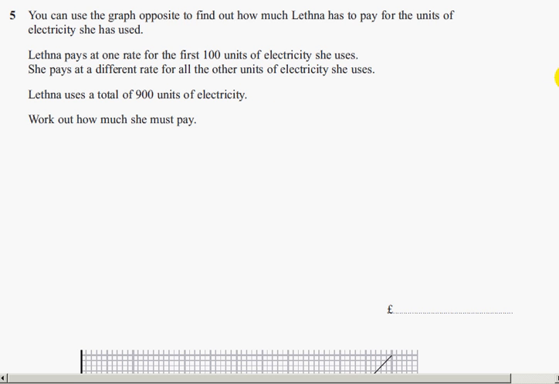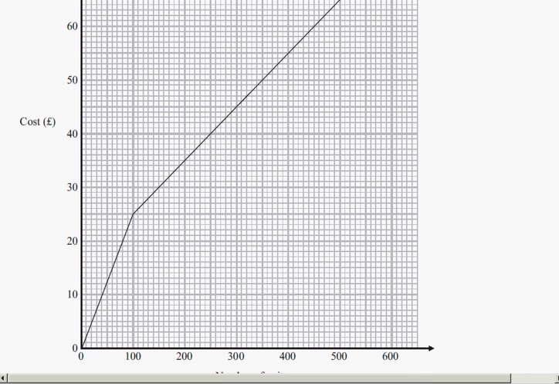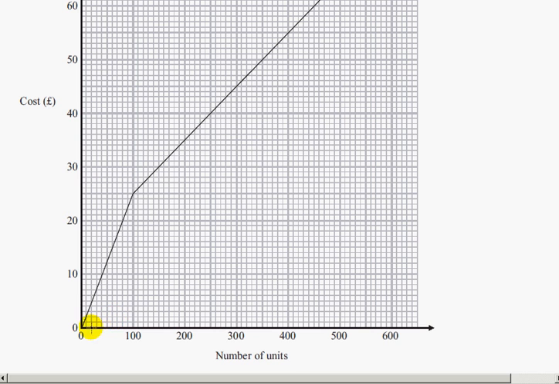So the first 100 units are at a different rate. It's more expensive, as you can see. So we can use the graph, and if we go up at 100 and then left one to reach the line, you can see that for the first 100 units of electricity, it costs £25.